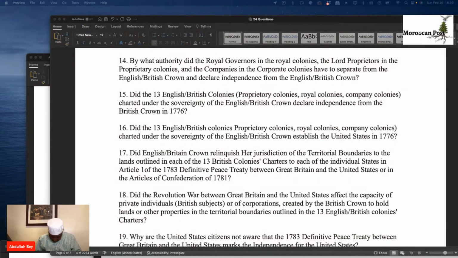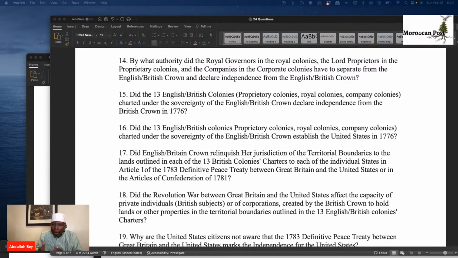Did 13? Oh, I'm sorry, we're on 14. By what authority did the royal governors in the royal colonies, the lord proprietors in the proprietary colonies, and the companies in the corporate colonies have to separate from the English/British crown and declare independence from the English/British crown? They have no authority to do that, T. The charters don't give them that authority.